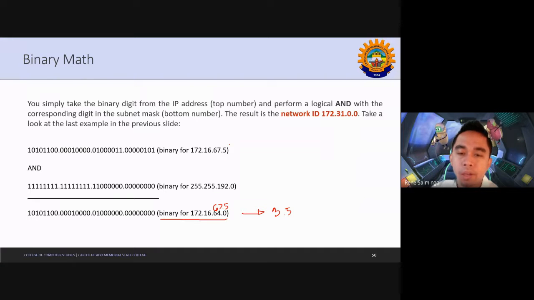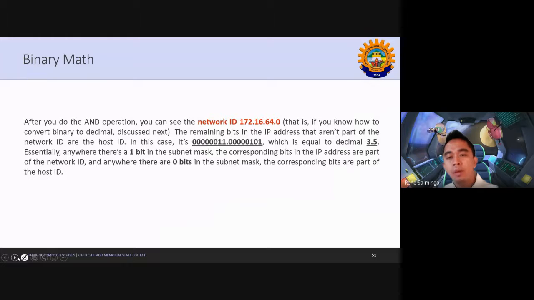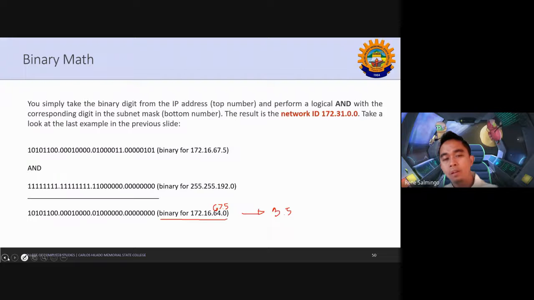This is true only if you have an IP address that you need to compute for your network ID. But most of the time, we have an even network ID being used, so that it's going to be easier. So this is your network ID, and this would be your host ID. So any questions on the example, on the AND?